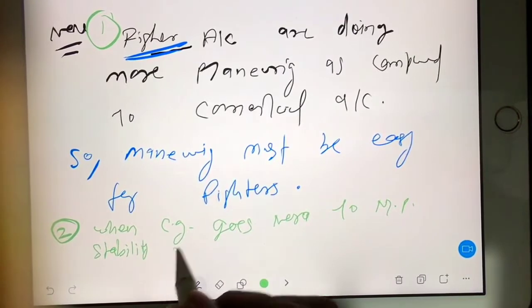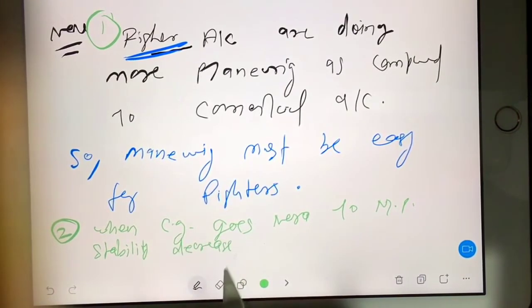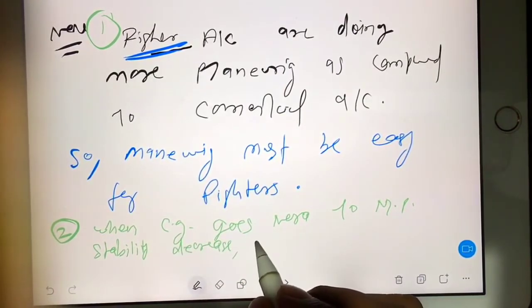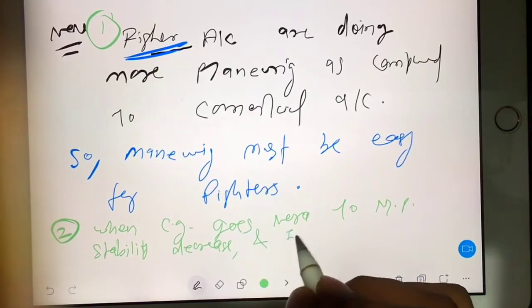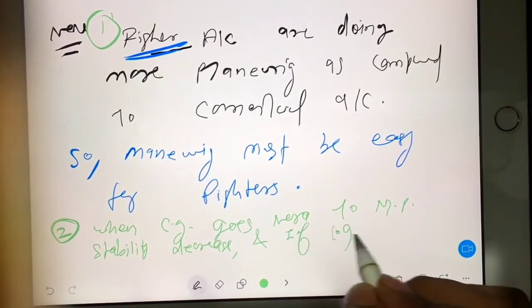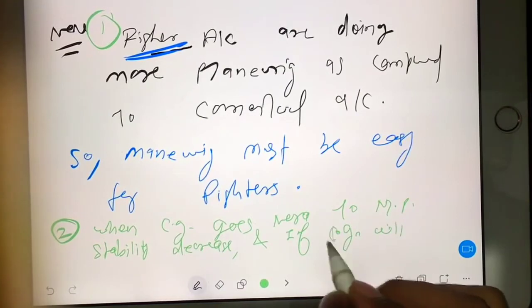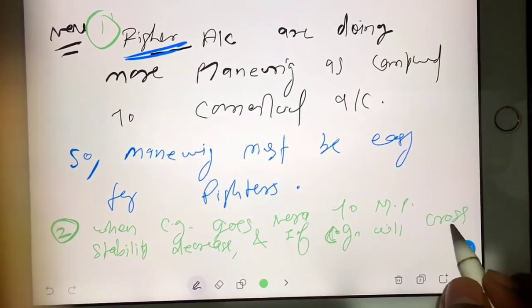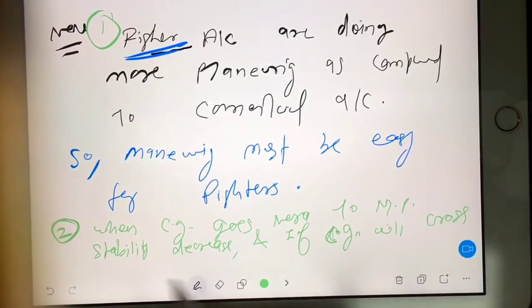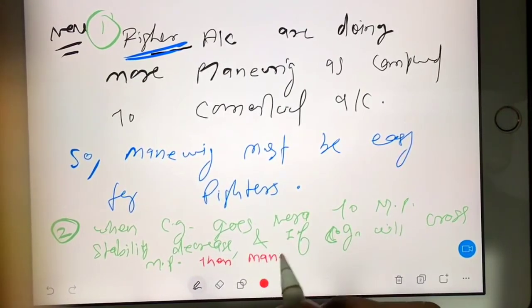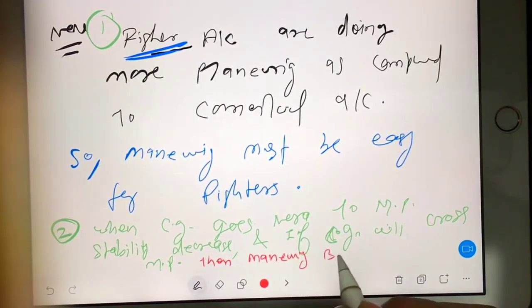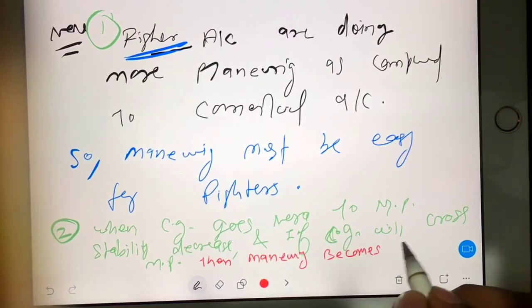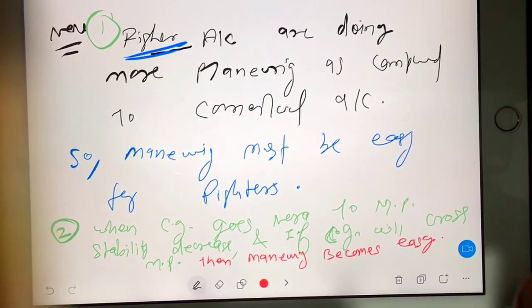stability decreases, and if CG will cross maneuvering point, then maneuvering becomes easy and of course aircraft will be unstable.